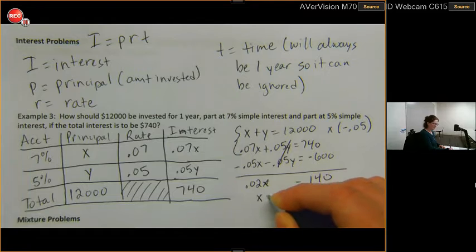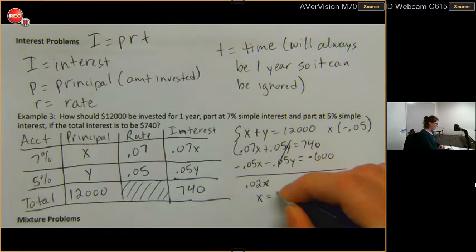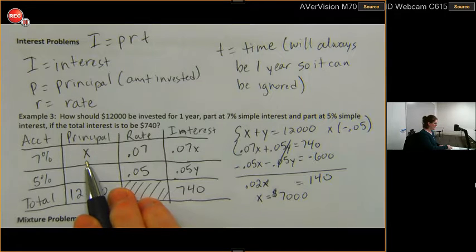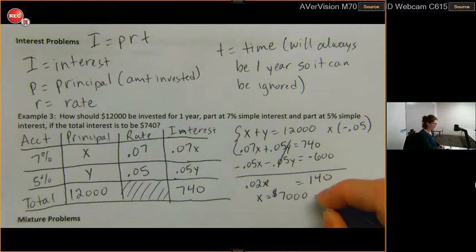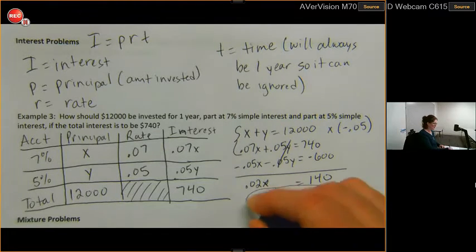Solving for x, I get 7,000. So what that tells me is that I'm putting $7,000, x was in the 7% account. So I'm investing $7,000 at 7%. The total is $12,000. Therefore, I have $5,000 left over to invest at 5%.